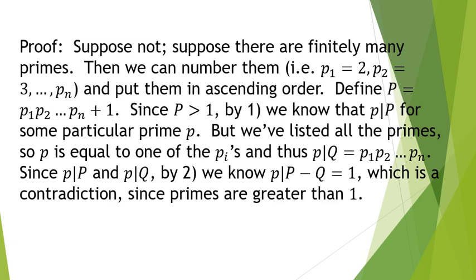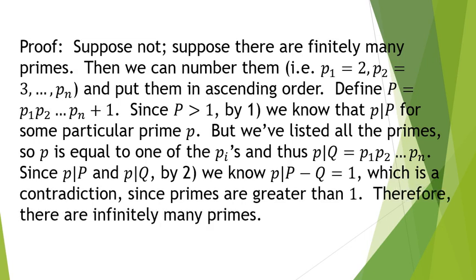But this is our contradiction, because the only numbers that can divide 1 are either negative 1 or positive 1, and primes are not negative, and primes are greater than 1. So this is our contradiction. This is what tells us that what we have assumed cannot happen. It cannot be possible. So therefore, we conclude that there are an infinite number of primes.